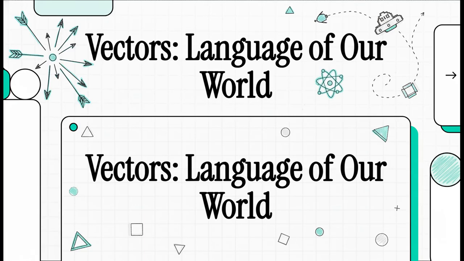Have you ever stopped to wonder what powers the physics in your favorite video game? Or, how a pilot actually navigates through a powerful crosswind? Well, it turns out the answer is a kind of hidden language that's all around us. And today, we're going to decode it. We're talking about the language of vectors.